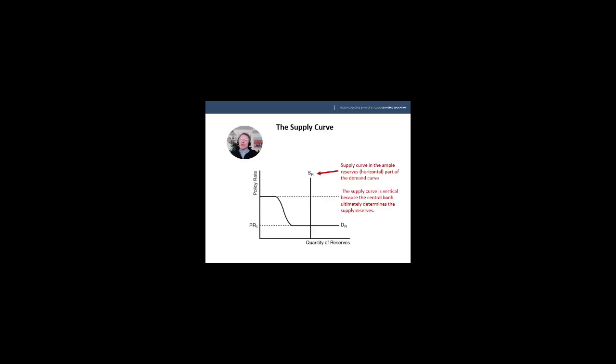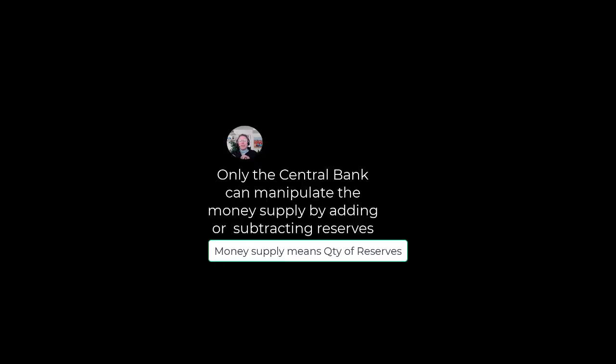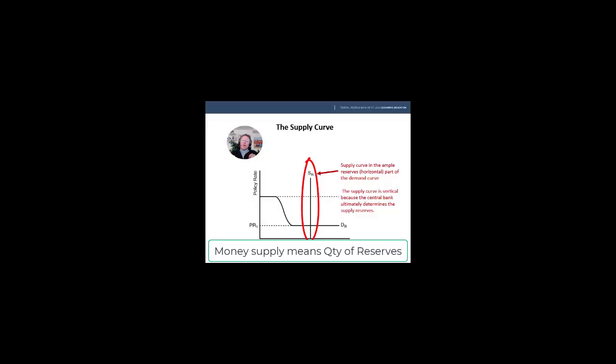The supply curve intersects the demand curve in the horizontal or flat part of the demand curve. And the supply curve of money is always vertical because only the central bank can manipulate the supply of money in the central reserve banking system. And so the central bank adjusts the supply with its open market operations. So it's not supplied by all of the other banks. The supply of money is dictated by the central bank, and therefore it is vertical.